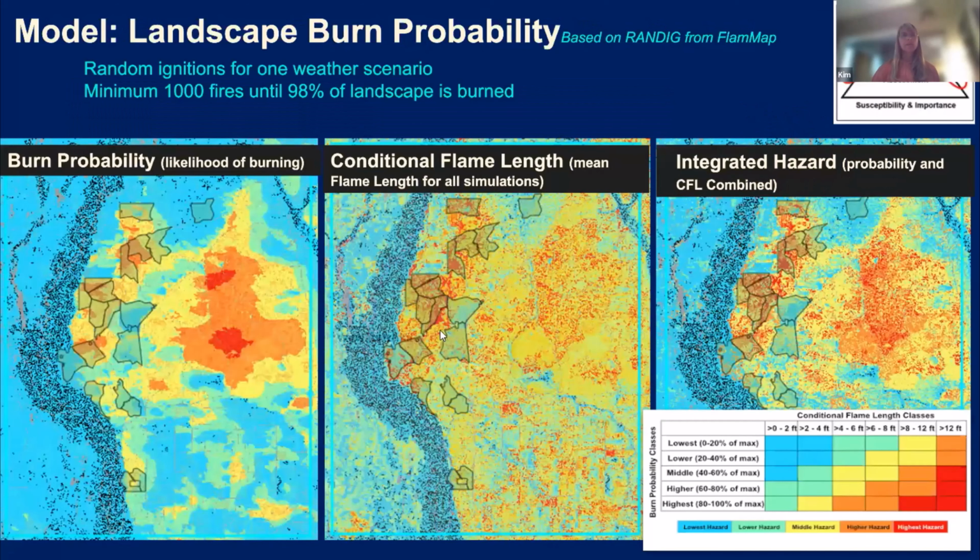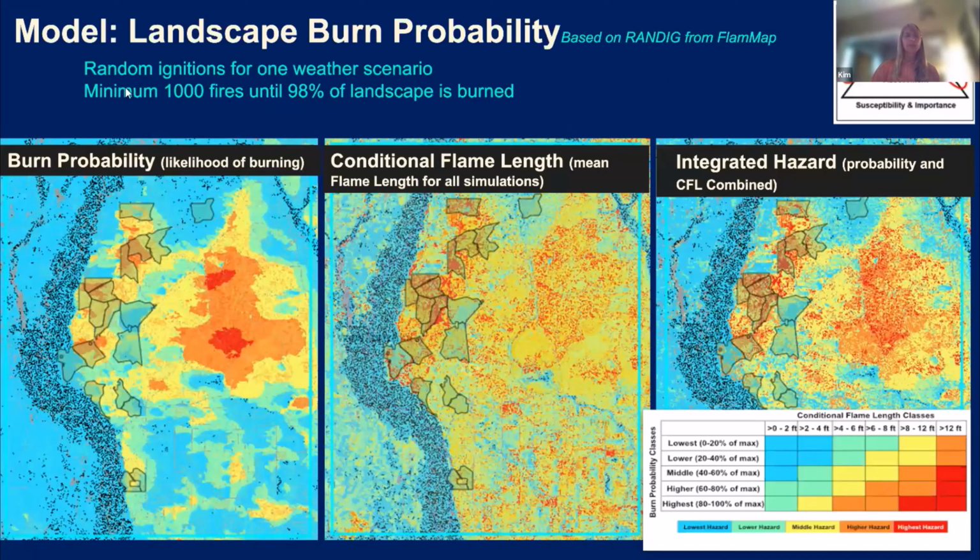The third one is the landscape burn probability model. And again, this came from FlamMap as well, from the RANDIG model in FlamMap, adapted for IFTDSS. And this looks at the probability, the likelihood of a fire burning on your landscape. And this is what we use in risk assessments for the most part, or if you're doing some sort of exposure analysis.